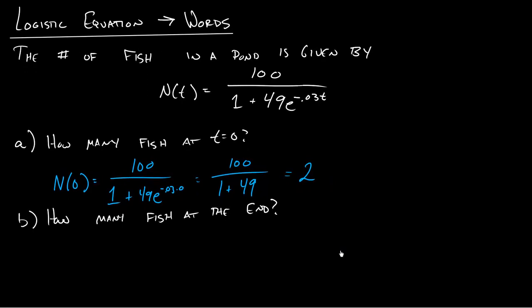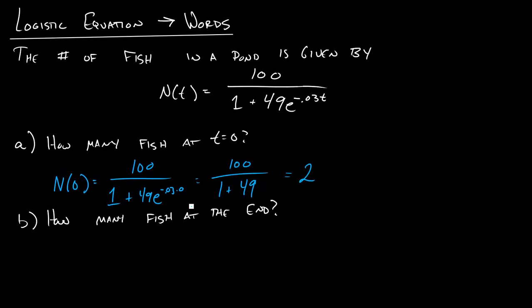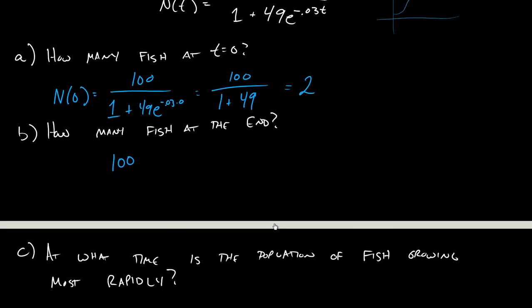And how many fish are there at the end? Well, we started off with these 2 fish. You'd think we might need to plug something in here, but remember, one of the facts we know about these logistic equations is that this top number is the maximum number the population reaches. So there's nothing to plug in here, you just write down 100. L is equal to 100, the number on top.